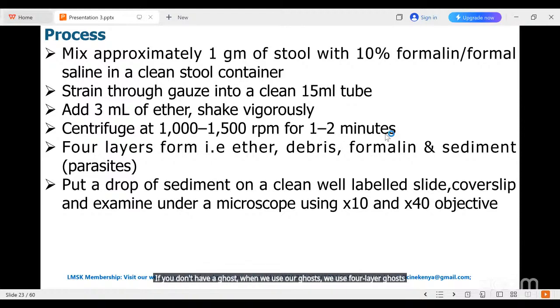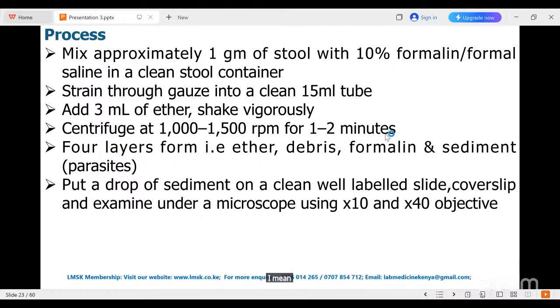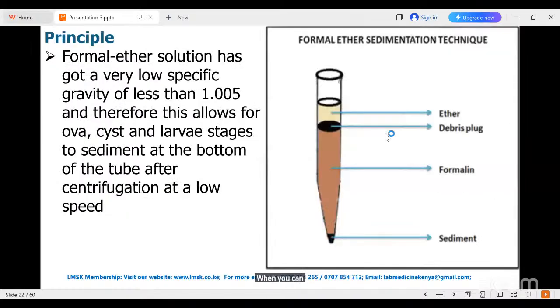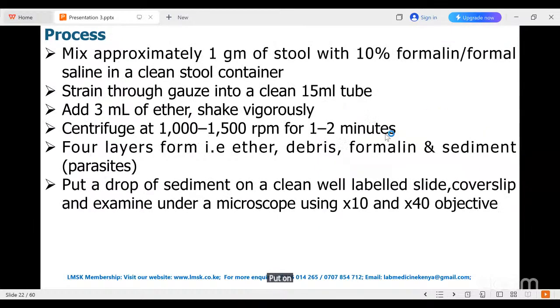Or you can use a filter paper in this tube. We normally filter to get rid of large particles in a stool sample, like food particles. Then you can add a small amount of ether and shake. You close your tube. Then you centrifuge at low speed, 1,000 to 1,500 RPM for 1 to 2 minutes. It forms the layers I showed you. Then you disturb the debris and pour off the first 3 layers, leaving a small amount to suspend your deposit, put on a slide, cover slip, and examine.